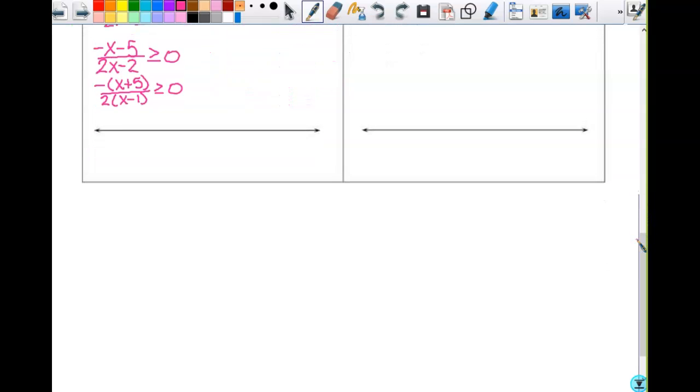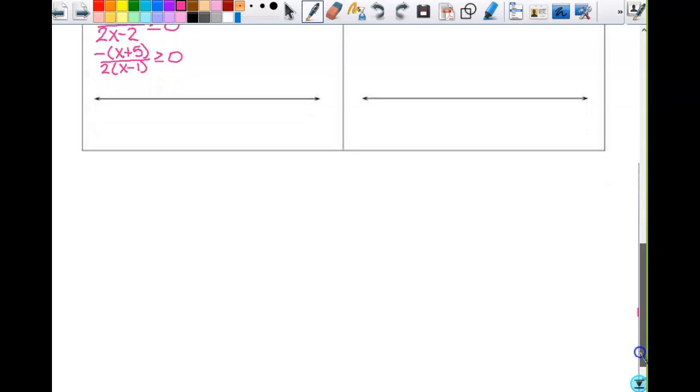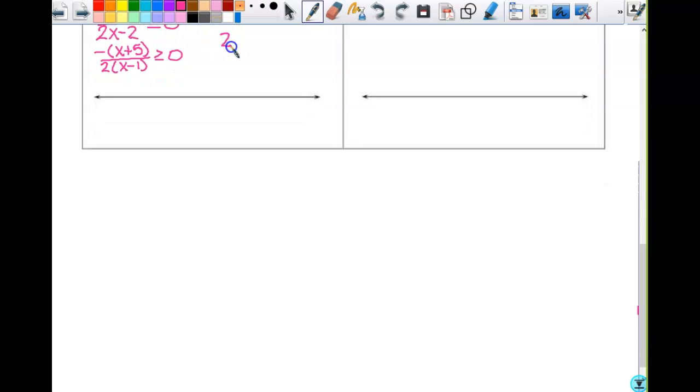Okay, so then from this one, my zeros, let's see if I can scroll over more. My zeros, or the zeros of the numerator, what would that be? If I set the numerator equal to 0, it's going to be a negative 5. My vertical asymptotes, how many do I have?